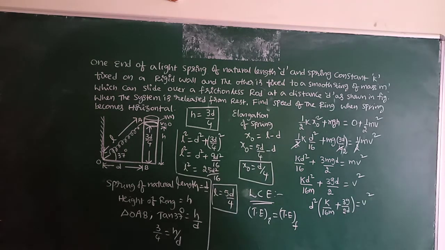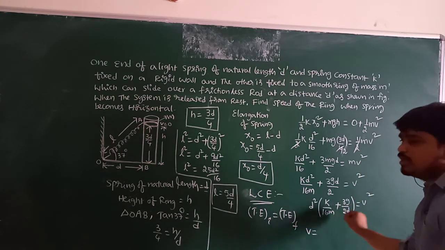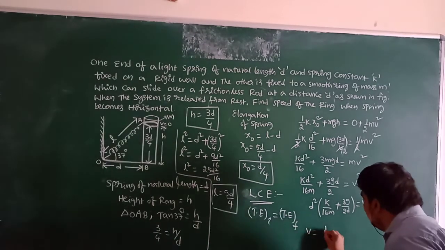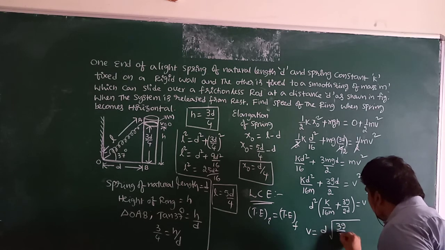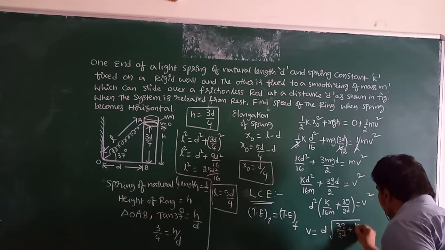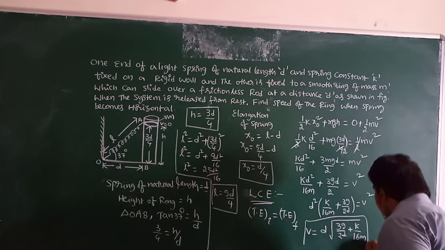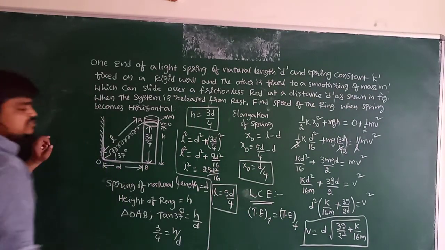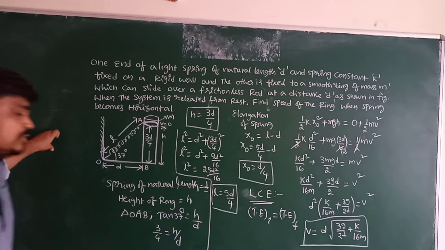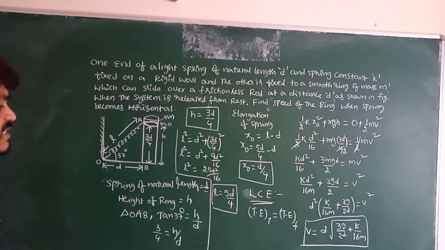Now we have to find the speed of the ring, that is the v value. v is equal to the square root of d square, and the root is cancelled, hence d under root of 3g by 2d plus k by 16m. So this is the expression for the speed of the ring when the spring becomes horizontal: v is equal to d under root of 3g by 2d plus k by 16m.